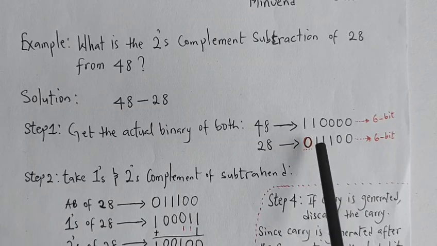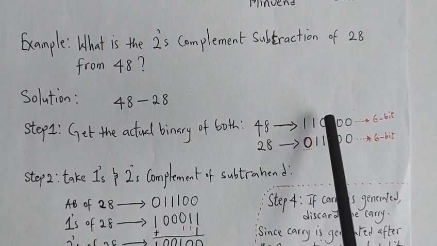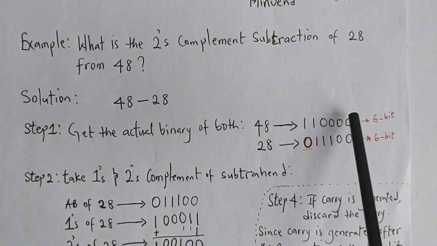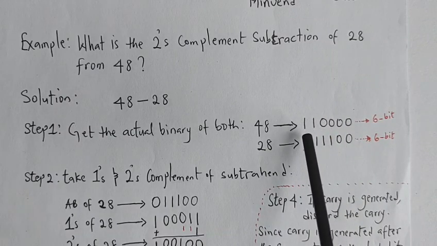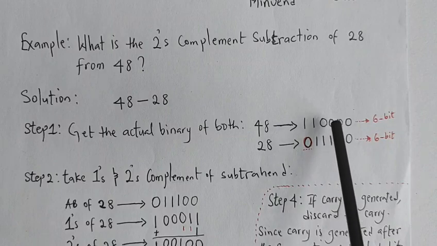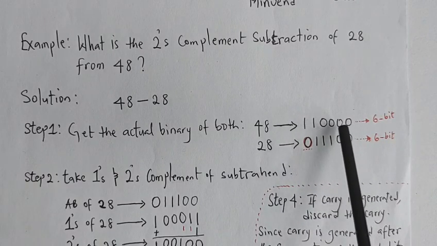Now this is simply 2 raised to the power 5, 2 raised to the power 4, 2 raised to the power 3, 2 raised to the power 2, 2 raised to the power 1, and 2 raised to the power 0, which will give us 32, 16, and 0000. If you sum up 32 and 16, you're going to get 48.